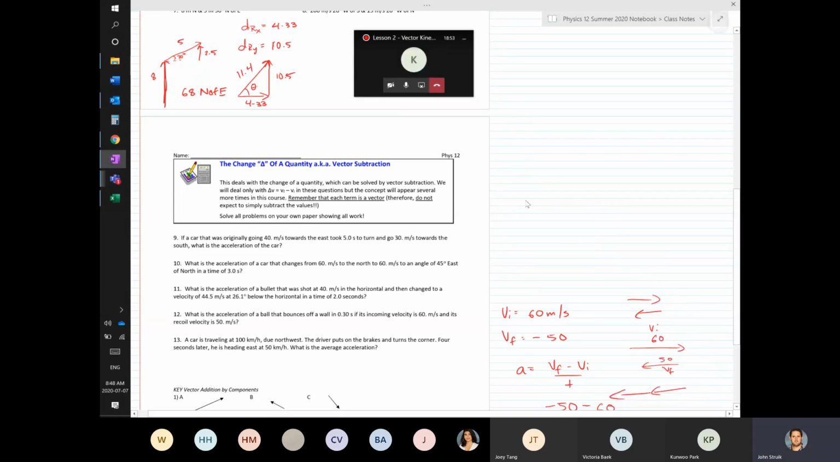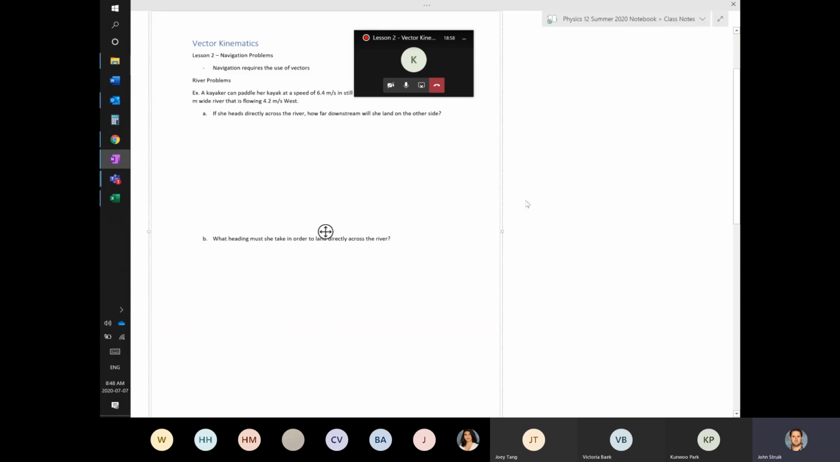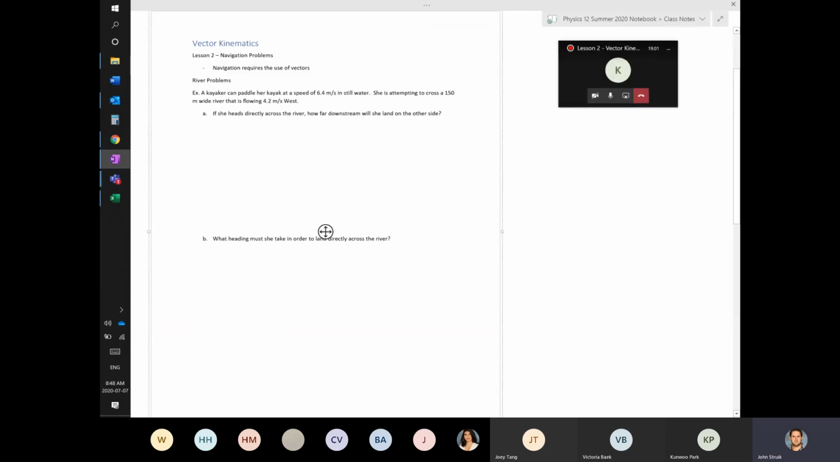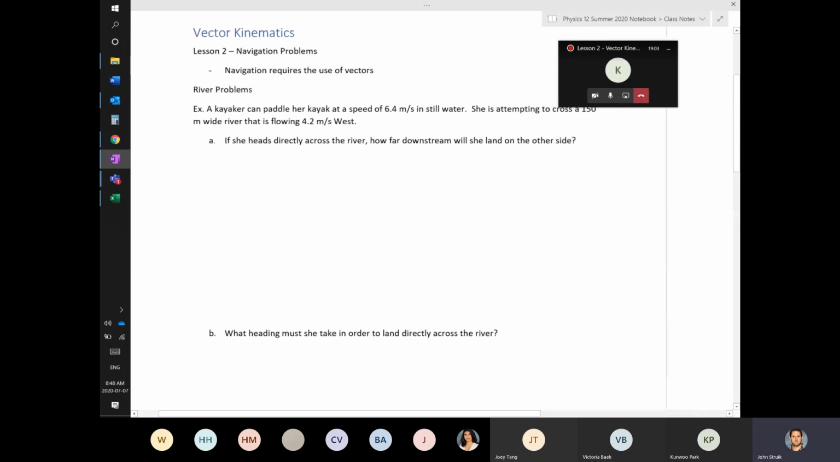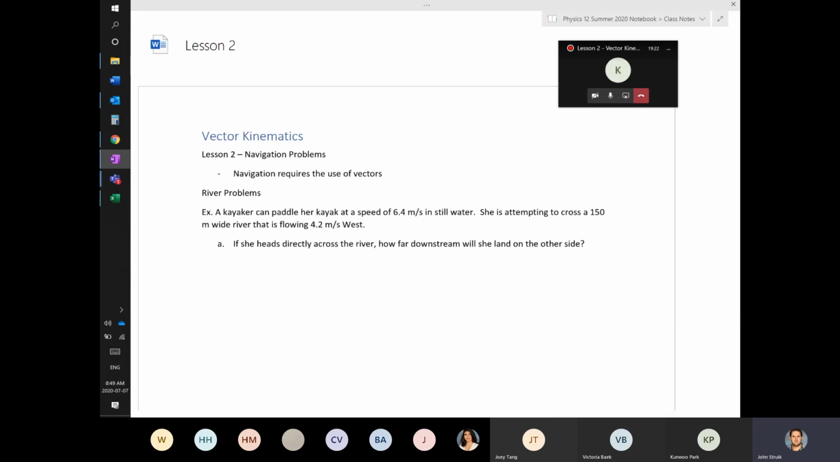Okay, lesson 2 is a lot of the same stuff. We're just applying word problems to it, so it's not anything new, I don't think. These are navigation problems because they deal with vectors and changing vectors. There's only 2 examples here, so it's kind of short, and then we have two worksheets for this one. Oh, before I forget. So we're using cardinal directions, like 30 degrees north of east and all that stuff.